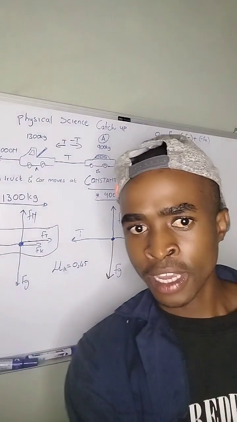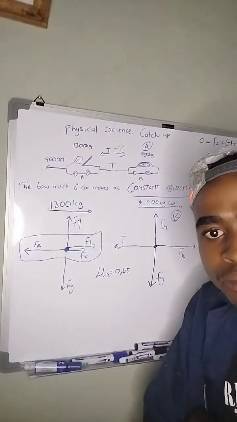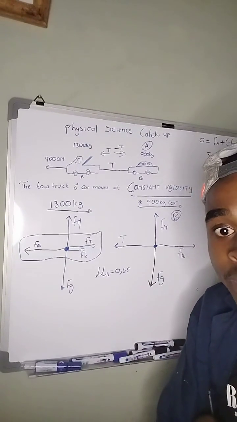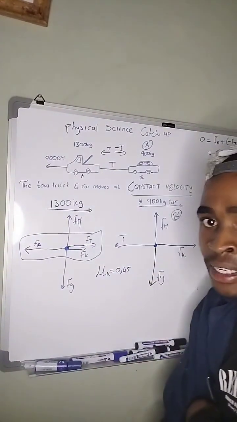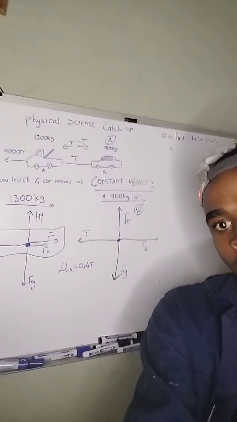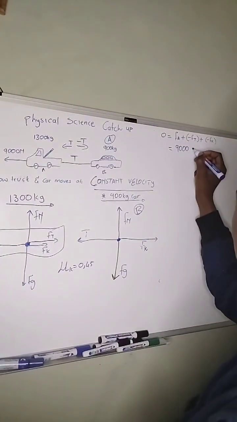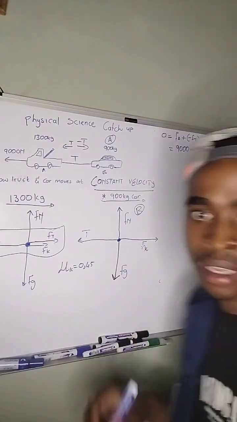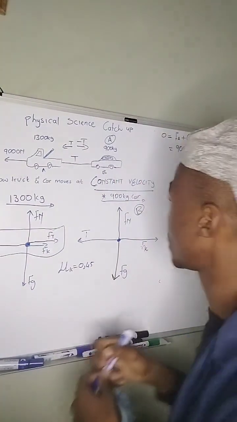What is my F applied? My F applied is going to be what? 9,000 newtons, right? So now we are going to have our 9,000 newtons minus, we don't have.